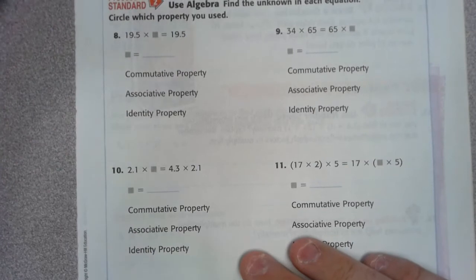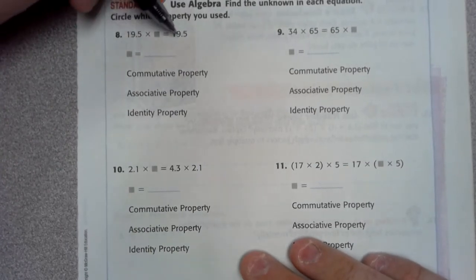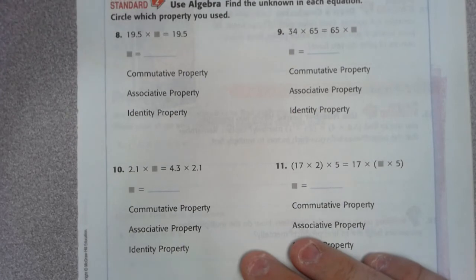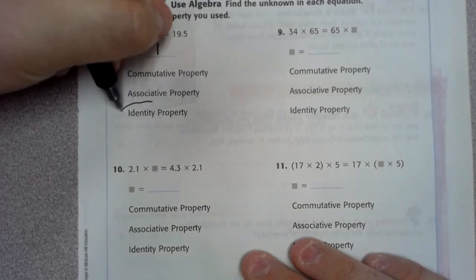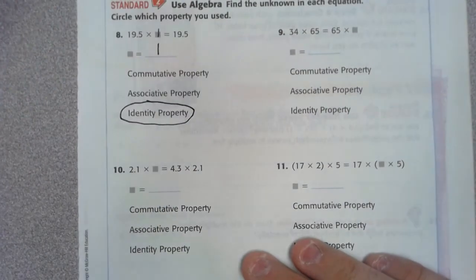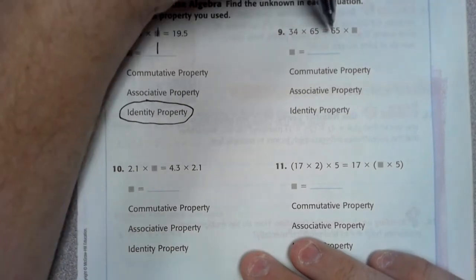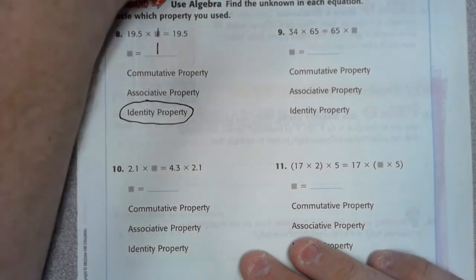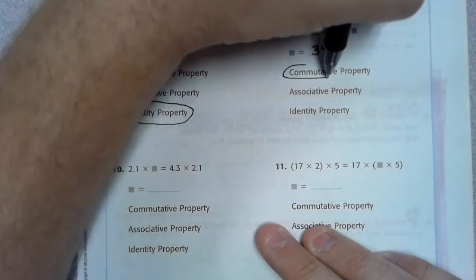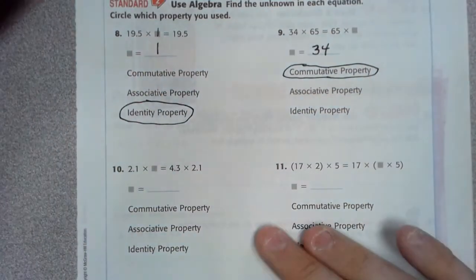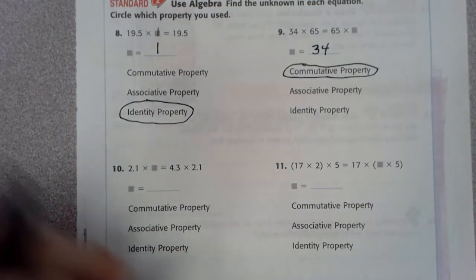Okay, down here at the bottom, we have to decide which property we're using. So 19.5 times something equals that. Hopefully you can see that that's going to have to be a 1. So what is that? Yeah, that's the identity property. Anything times 1, remember? This one here, 34 times 65 equals 65 times, that's going to be 34, right? And that's going to be the commutative property. Doesn't matter which order you multiply them in, you're still going to get the same answer.